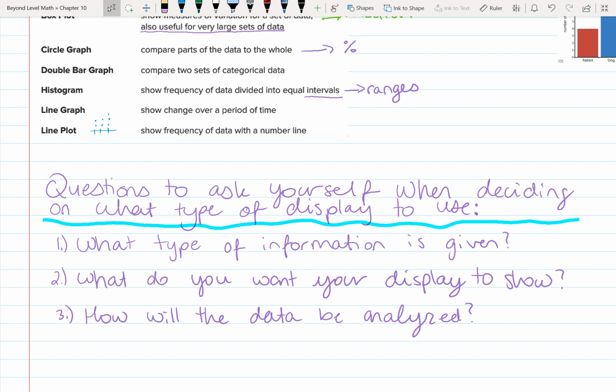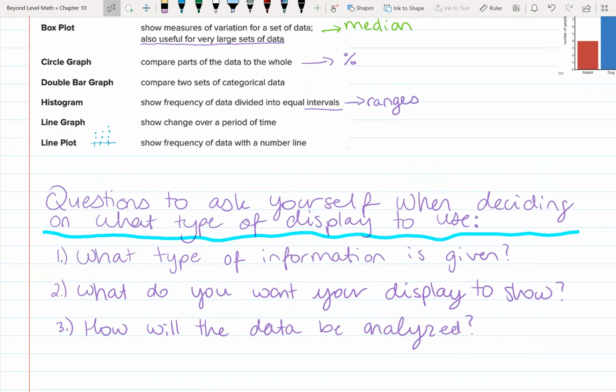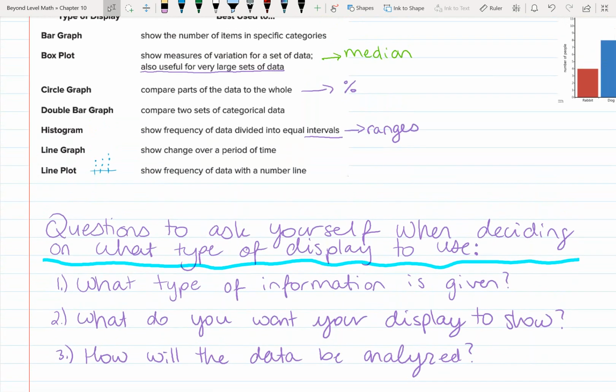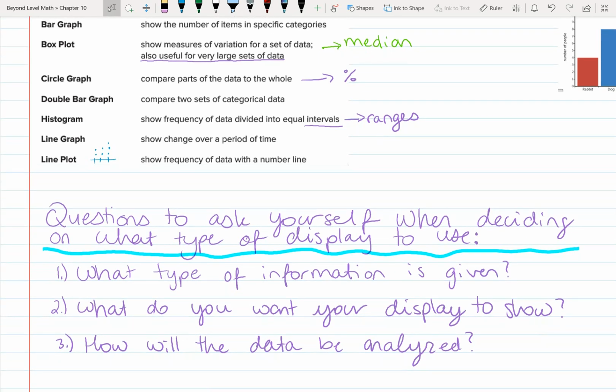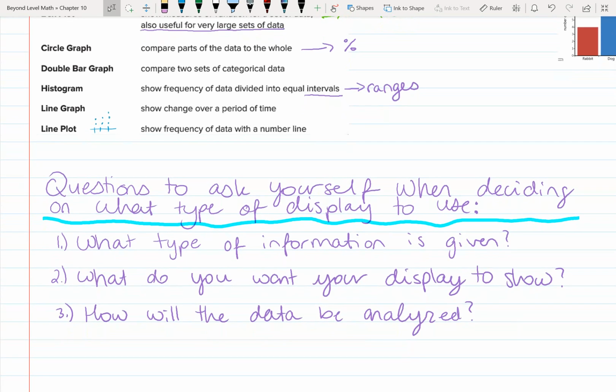What do you want your display to show? And then how will the data be analyzed? I actually don't believe they asked that question. But that's like your median, your interquartile range, your mode, things like that. When you have a line plot where it says frequency, often they'll ask for mode, where like a histogram, maybe they would, but a box and whisker plot, you wouldn't be able to answer mode, right? Mode is what happens most often.